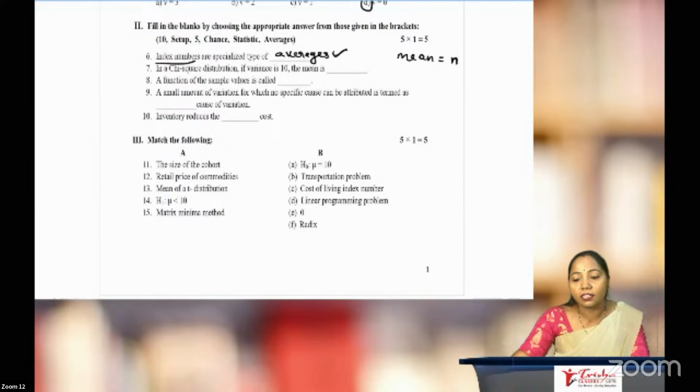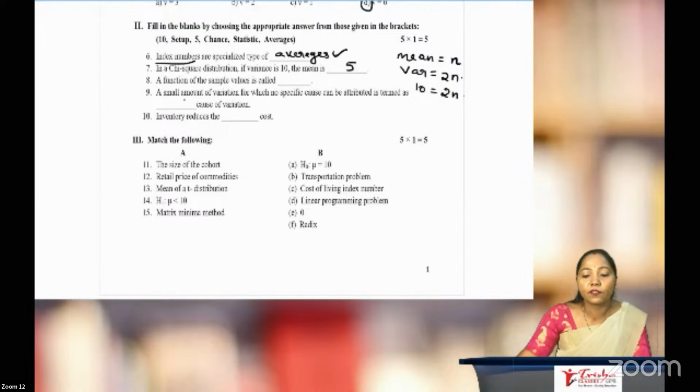N, very good. What is the variance of chi-square distribution? 2n. Now in this case, variance is given as 10. They are asking us to find the mean, which is n. What is n then? Yes, it is 5. 10 by 2, that is 5.